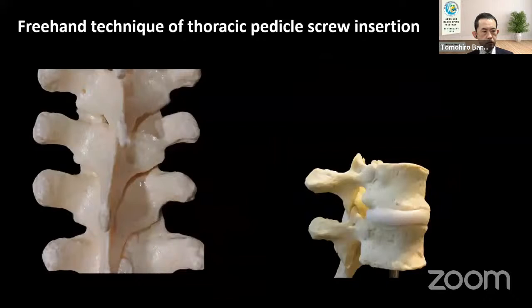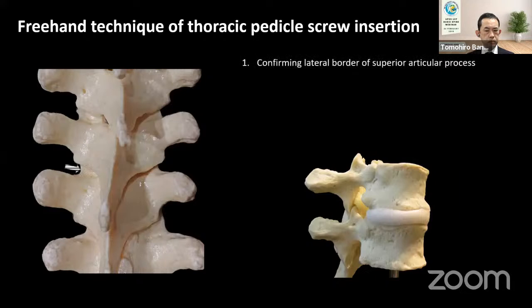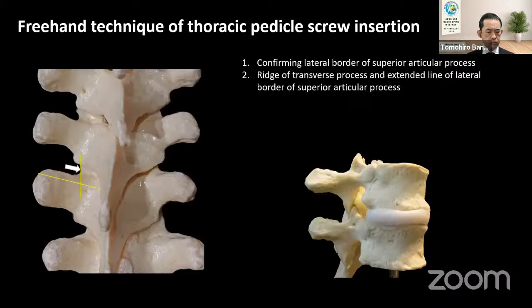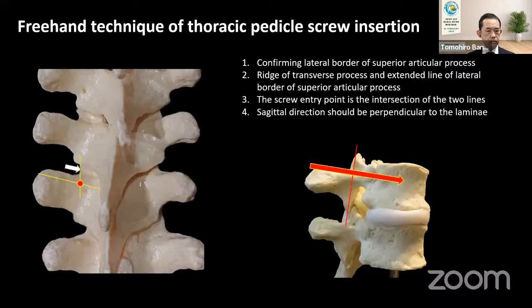For accurate pedicle screw insertion, wide surgical exposure without bleeding is very important. Soft tissue must be removed meticulously, and the bone surface of the lamina and transverse process should be exposed. At first, confirm the lateral border of the superior articular process. After that, reach the transverse process and extend the line of the lateral border of the superior articular process. The screw entry point is the intersection of the two lines. Surgical direction should be perpendicular to the lamina.